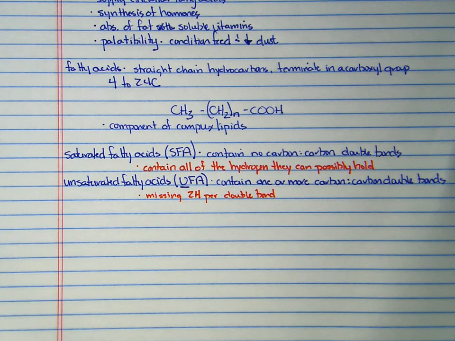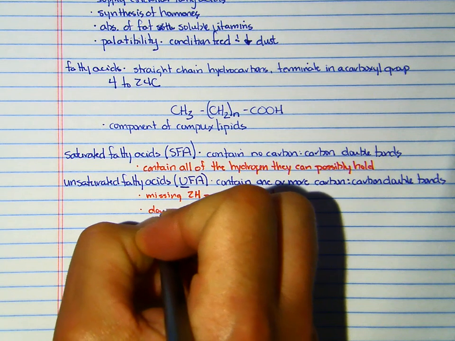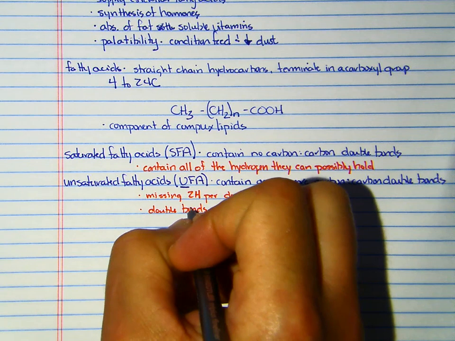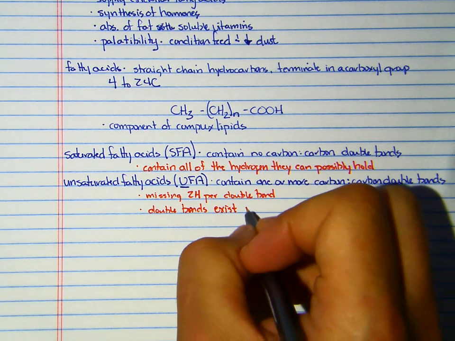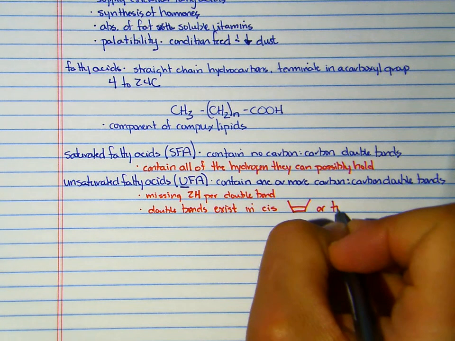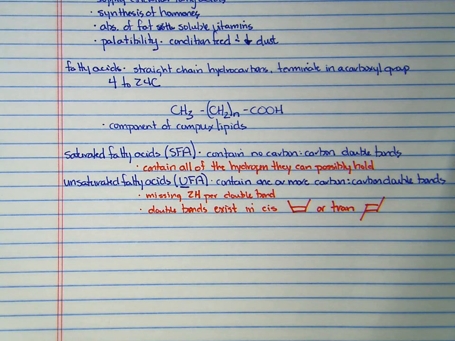Okay, so if I have a fatty acid with 20 carbons in it and it has no double bonds, it has all the hydrogens it can. If it has two double bonds, I know it's missing 4 hydrogens. Okay, and double bonds exist in cis or trans configuration. And so cis, they point the same way, trans, they point across.